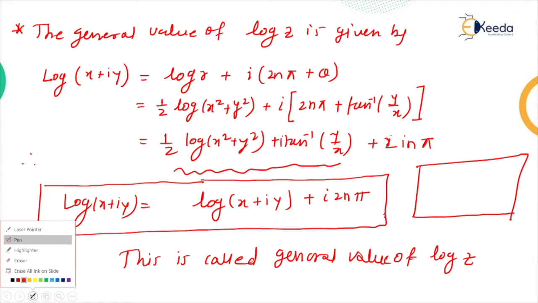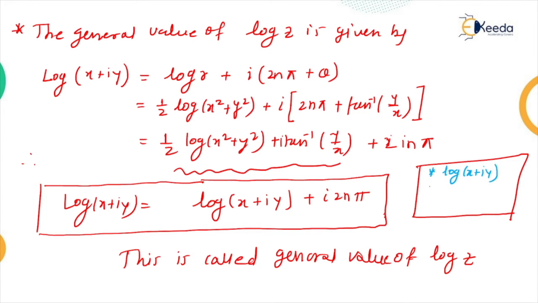Remember this. The notation log of x plus iy shows that it is a principal value of log, and the second notation uses capital Log of x plus iy, which is a general value. Note this very carefully. Have you understood all of this?